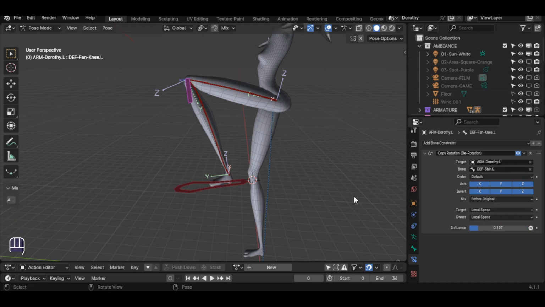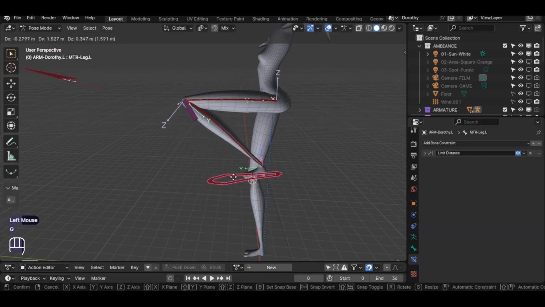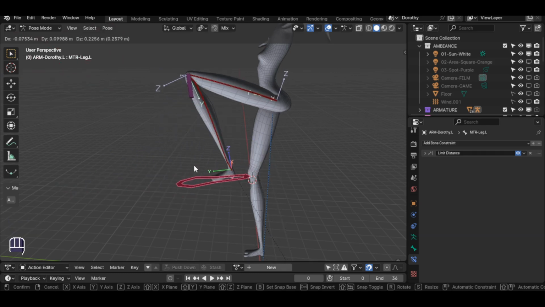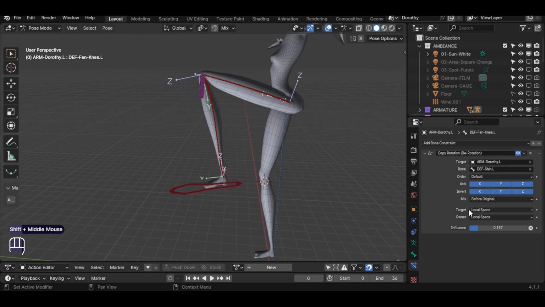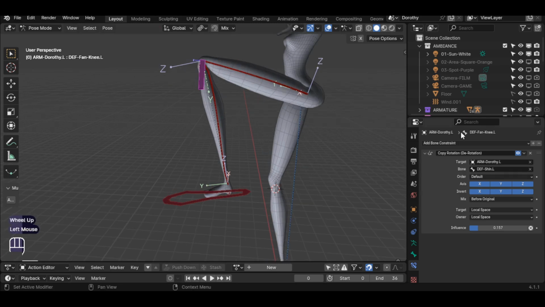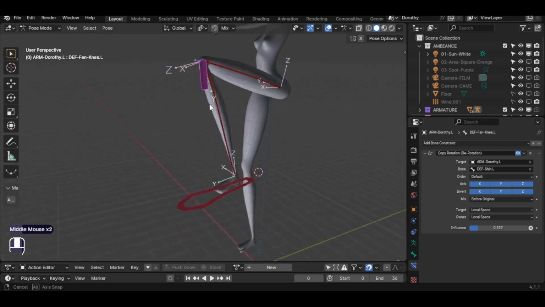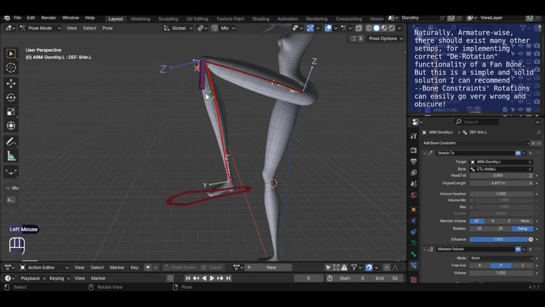And for this case, this was a better setup. And target and owner on local spaces, both, so that the derotation of the copy rotation bone constraint will always work in sync with the parenting relation between those two bones.